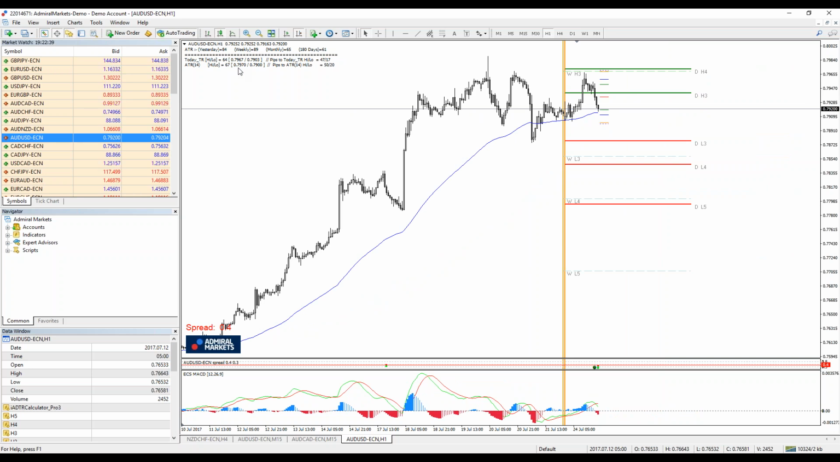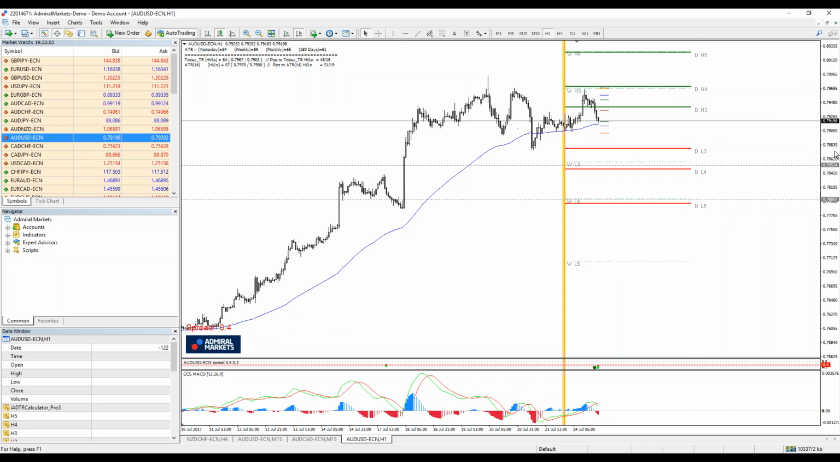So now you can see what I have in mind. Australian dollar 78.50 possible buy position. Okay, here 78.50 possible buy position. Stop loss is 78.00. So here is the stop loss. Okay, and TP is 79.70. Okay, 79.70 is the TP.